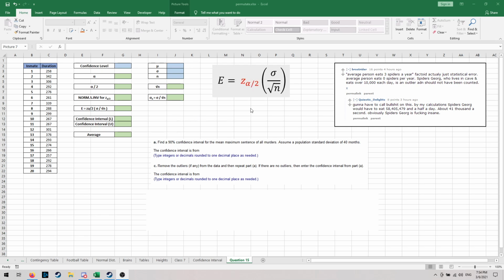And this is the formula that we're going to use to find our lower and upper confidence intervals. I've got it set up here in two parts. This part here is going to calculate the Z score of alpha divided by 2, and this side over here is going to calculate sigma divided by the square root of n. I'm going to go through how we find each variable and what each variable means.